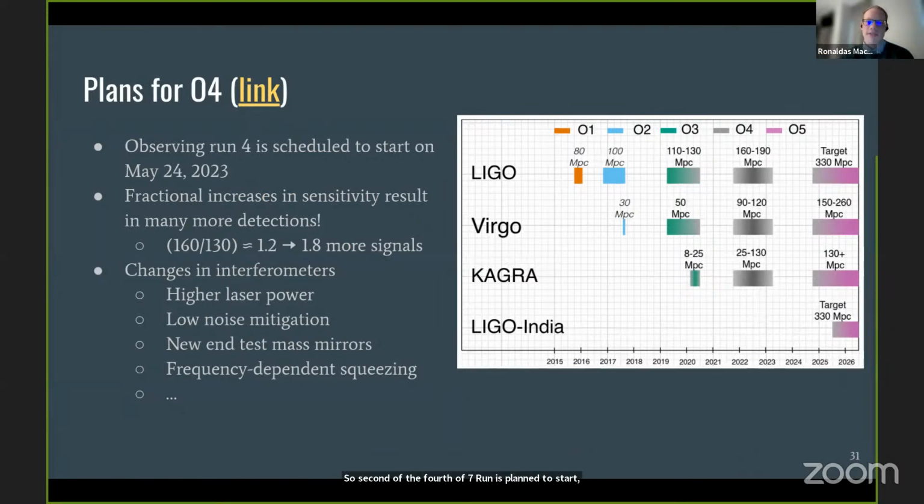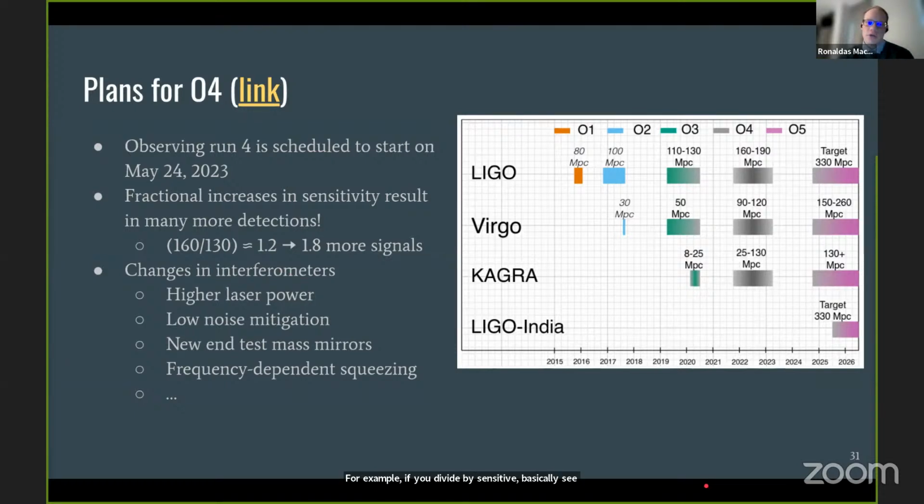What is quite important is that here you can see at the right-hand side the planned sensitivities. For example, for the LIGO detectors, we are planning to start from about 160 megaparsecs, and we finish with about 130 megaparsecs in O3. And that does not seem like much. If you divide by sensitivity, you see that there was about a 20% increase in sensitivity, which is not really that much when you think about it.